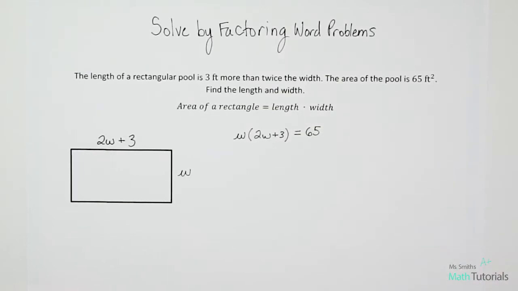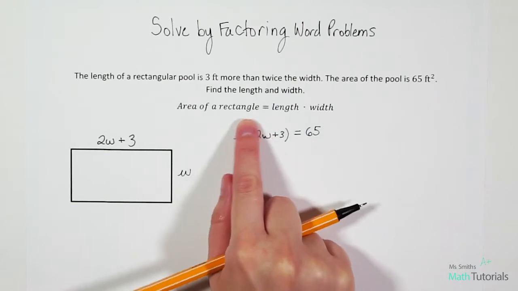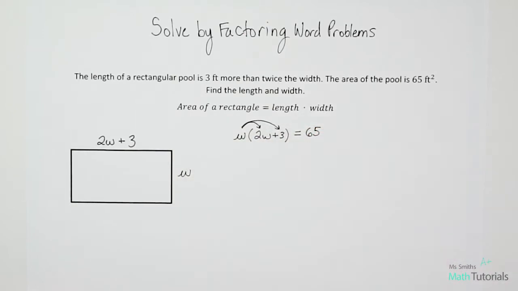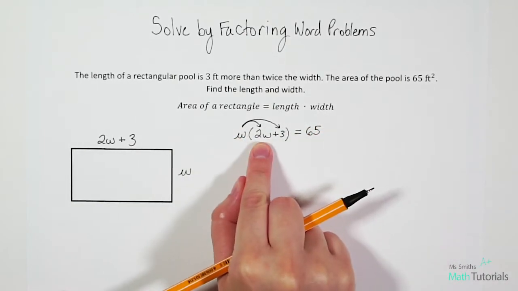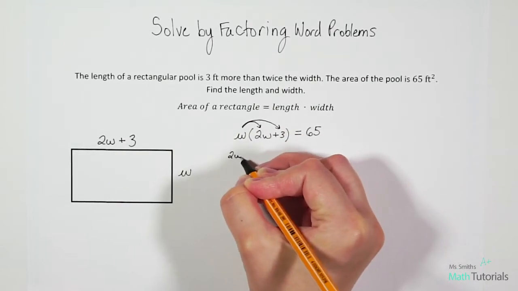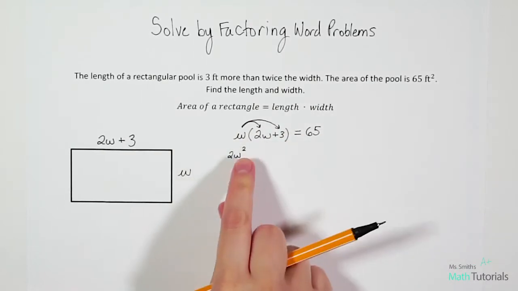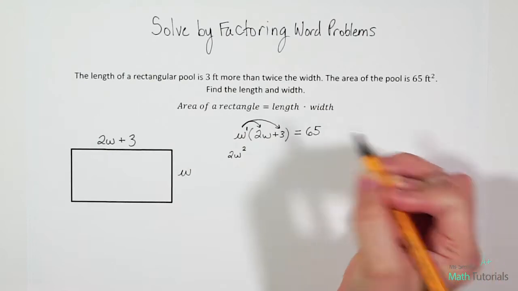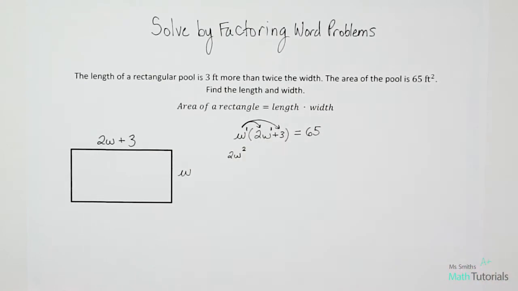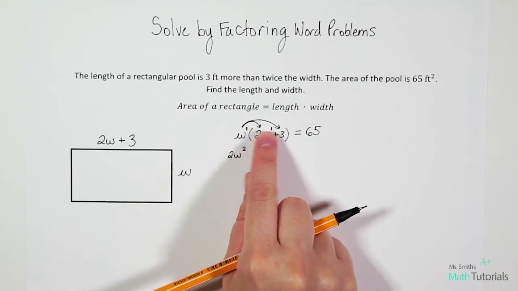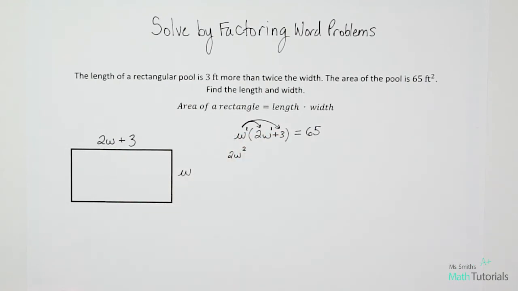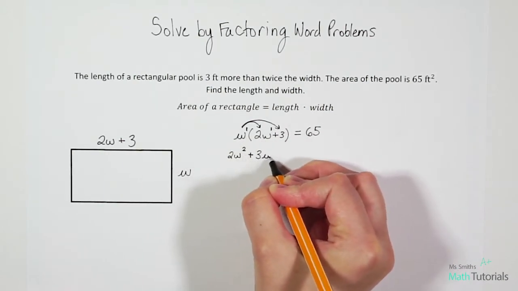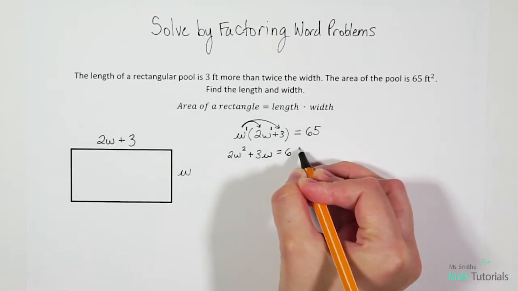Now, in order to solve this for W, we're going to want to distribute this W into this parenthesis set. W times 2W would give us 2W squared. Now, you might be wondering, where did that squared come from? That comes from the fact that this W has an exponent of 1, and this W has an exponent of 1. And when we multiply with exponents, we add the exponents. So 1 plus 1 is 2. W times a positive 3 is a positive 3W. And then it equals 65.